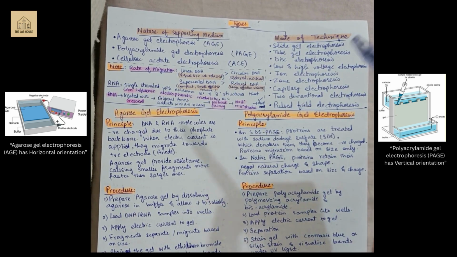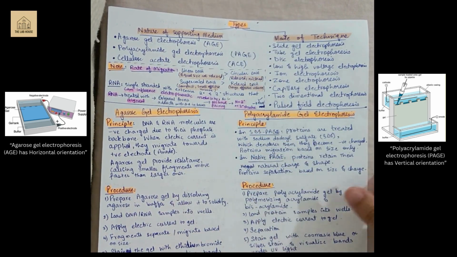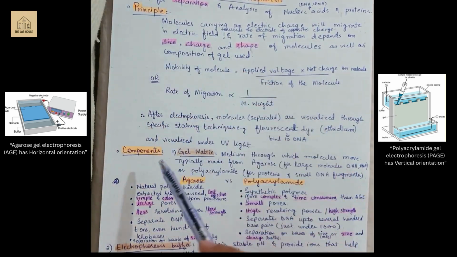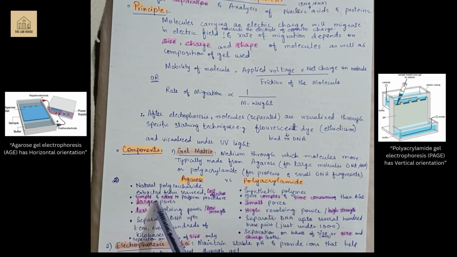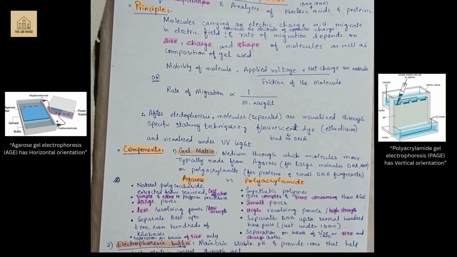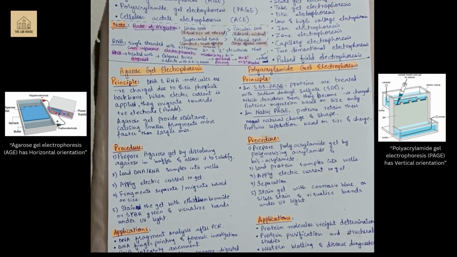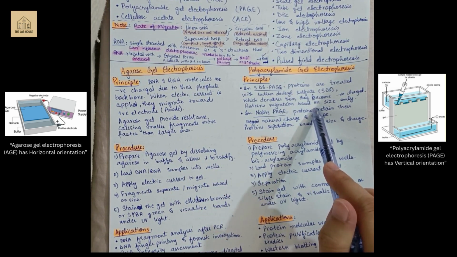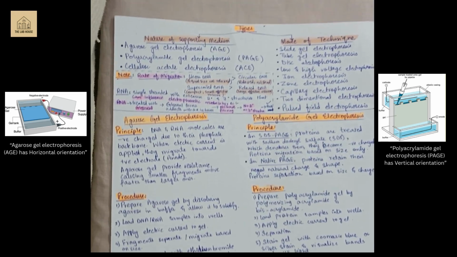In this video we will cover the types of electrophoresis. In the previous video we covered gel electrophoresis, the principle, the components and the differences between agarose and polyacrylamide gel electrophoresis. Now we will cover in detail what agarose gel electrophoresis and polyacrylamide gel electrophoresis are. So first of all we will see the types.